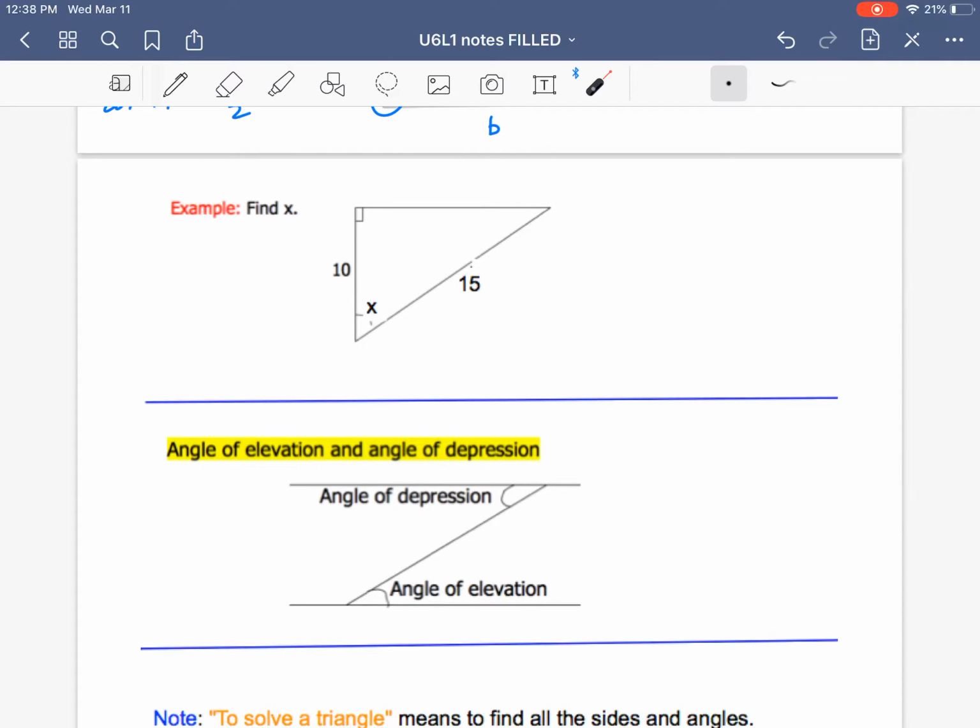One more question here. Find x, right? Because we're not talking about inverse trig yet, let's rephrase this and say find the sine of x. A little bit of a more difficult problem. So I'll stop again, let you work through this, and we'll go over the answer in a minute or so.